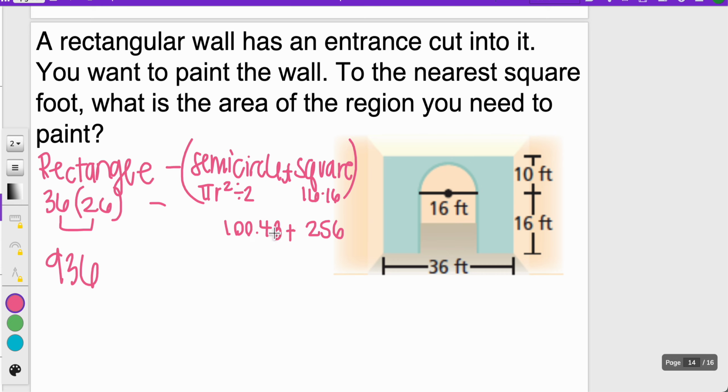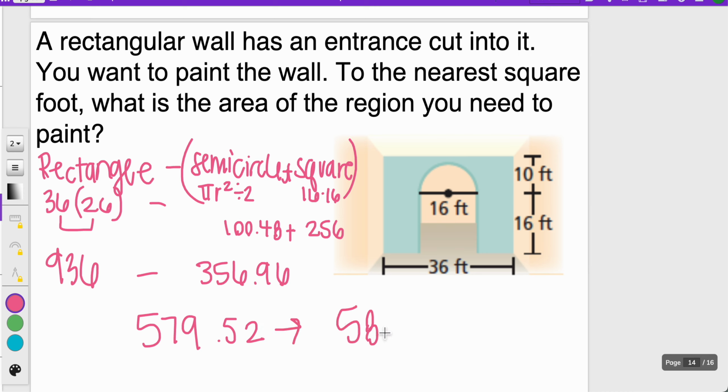So these two added together, I'm getting 356.96. So now I'm just taking that out and subtracting it from 936, and I'm coming up with 579.52. So it says to the nearest square foot, we'll just round that to 580 square feet.